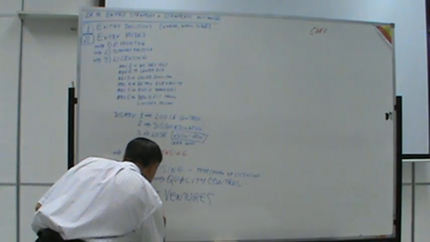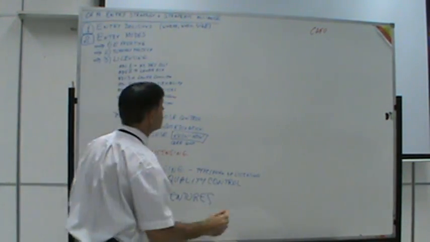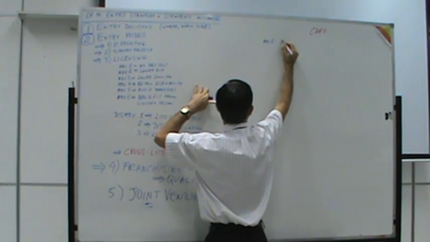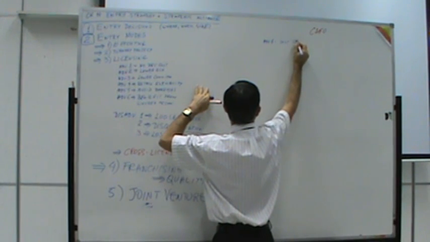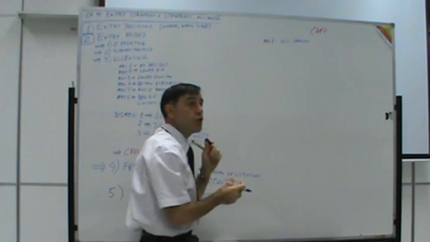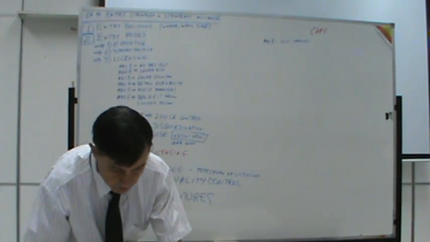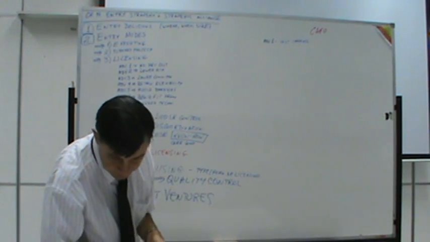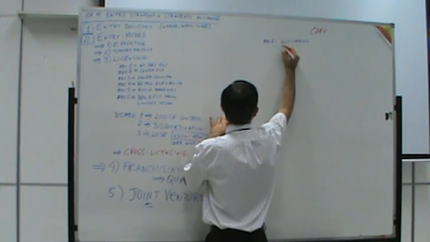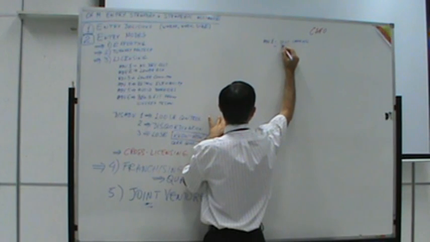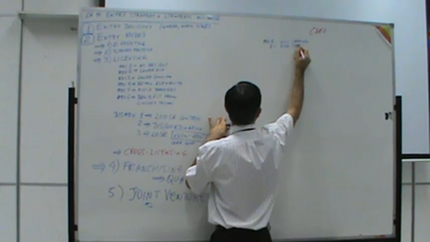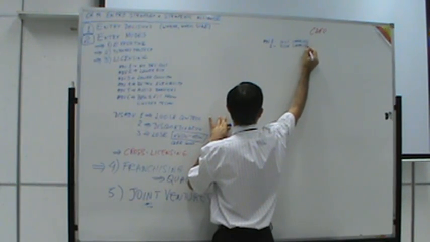So, I'm going to do this up here. Advantage 1, cost sharing. You share the cost with your partner. You share risk, becomes advantage number 2, risk sharing.